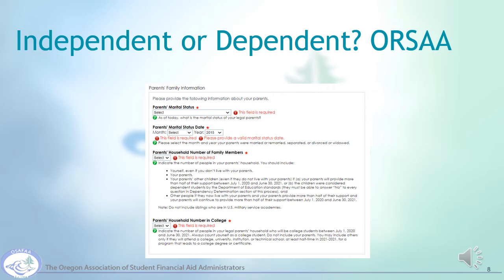If the student has a special circumstance, such as it being harmful for them to be in contact with their parent or parents, the student should contact the financial aid office of the school or schools they are interested in attending for assistance on how to proceed. The student will need to contact each individual school to discuss their options at that institution.